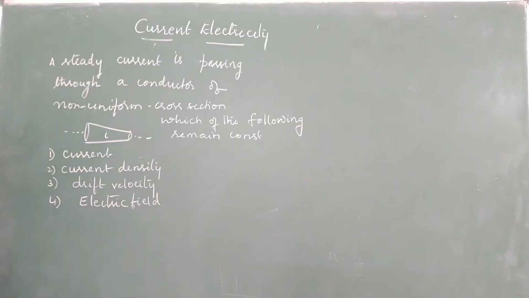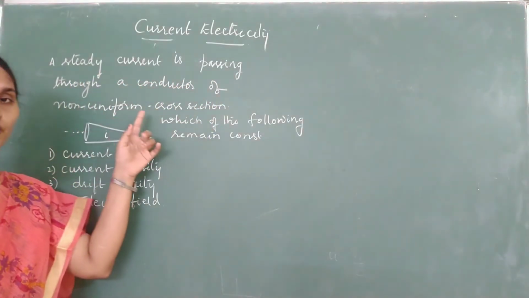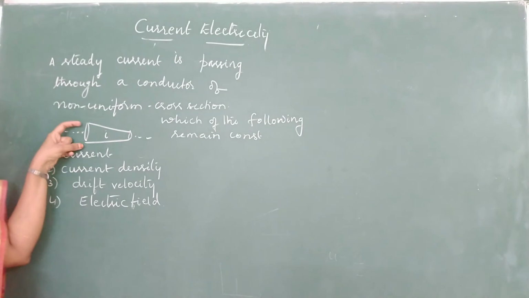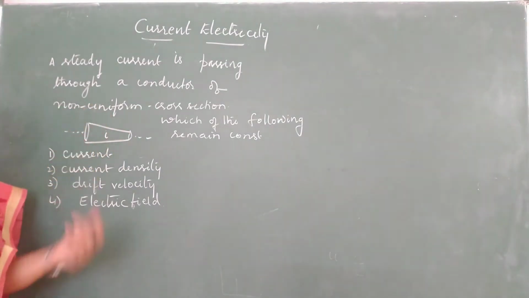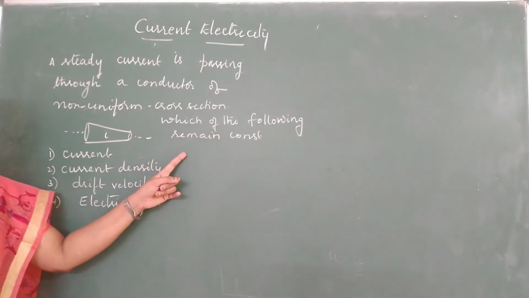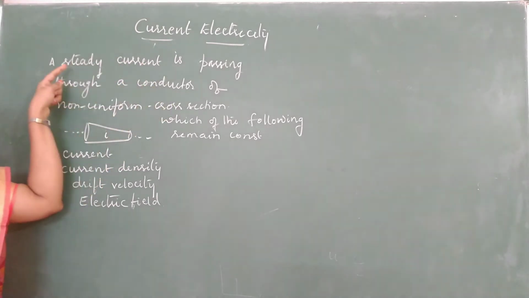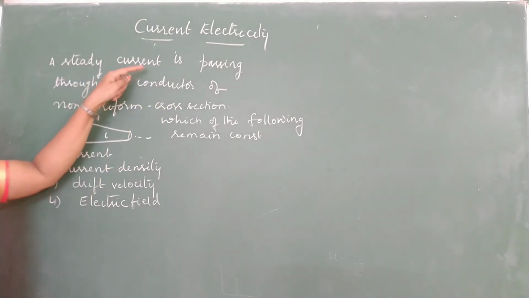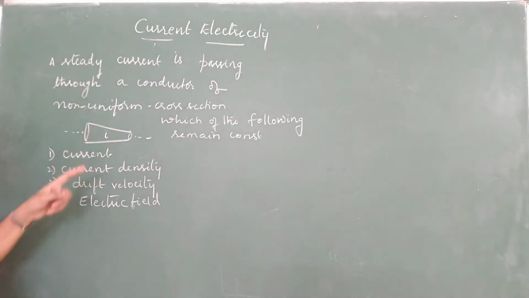Look at this question, the first question related to drift velocity. It is said that there is a steady current passing through a conductor of non-uniform cross-section. What do you mean by non-uniform cross-section? Cross-section is not constant. It may increase or decrease. Then which of the following remains constant? Read the question carefully. The moment you read the first statement, what kind of current is passing through the conductor? Steady current. That means current is going to remain constant.